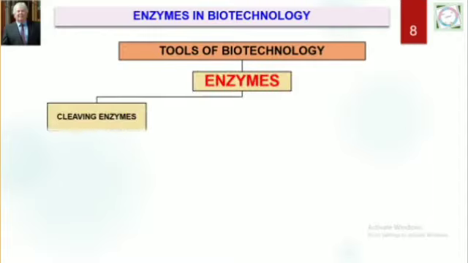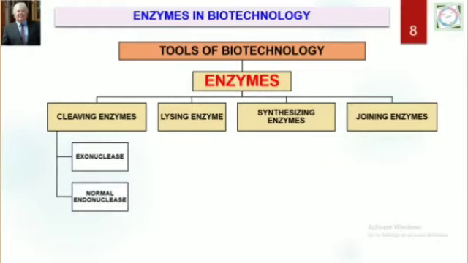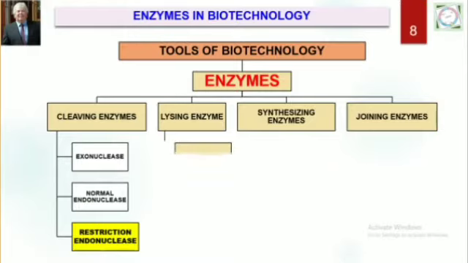The major enzyme categories are cleaving enzyme, lysing enzyme, synthesizing enzyme, and joining enzyme. As the name suggests, cleaving enzymes cleave or cut the DNA. It includes exonuclease, which mainly cuts from the terminal ends of DNA. Normal endonuclease, found in normal eukaryotic cells, which cleaves the DNA from within. And restriction endonuclease, isolated from bacteria, and it has got specific sequence where it cuts. We'll see the significance.